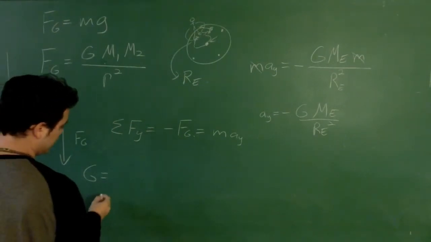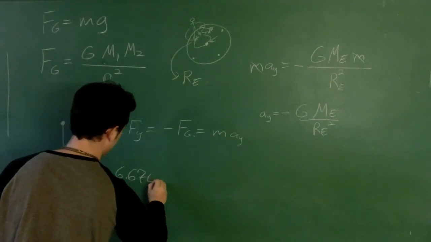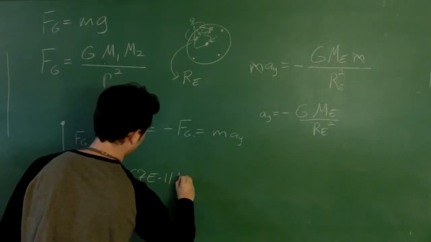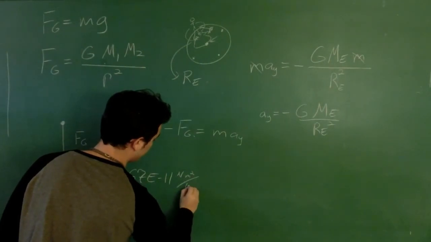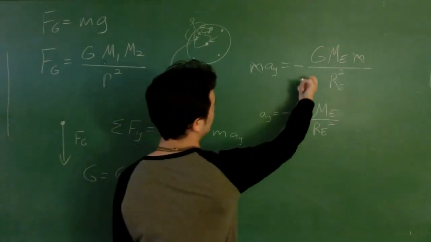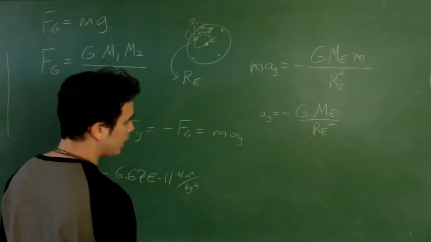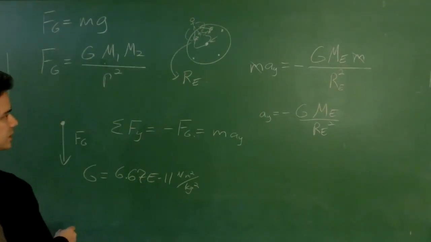Big G we have found to be 6.67 times 10 to the negative 11th newton meters squared per kilogram squared. Kind of strange units, but they go well in this equation that we had, and will actually get us the correct units that we need. Okay, so that's big G.